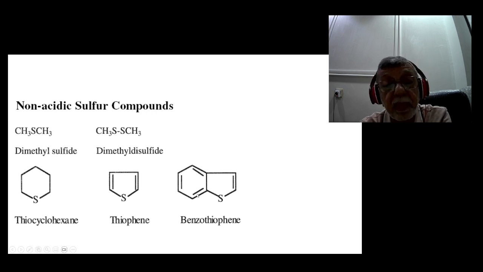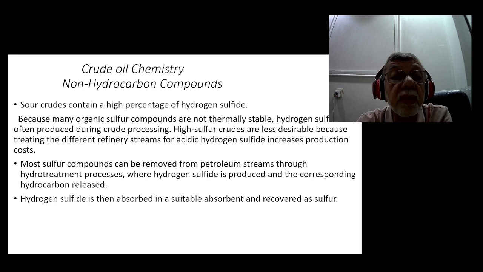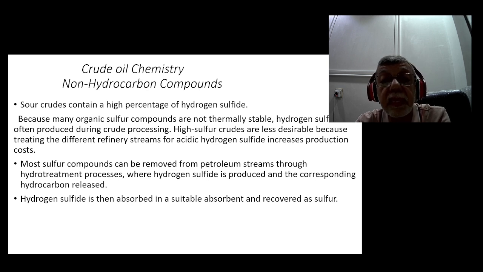This is non-acidic. So sour crude contains a high percentage of hydrogen sulfide because many organic sulfur compounds are not thermally stable. Hydrogen sulfide is often produced during crude processing. High sulfur crudes are less desirable because treating the different refinery streams for acidic hydrogen sulfide increases production cost, and all this sulfur must be removed because it is corrosive and toxic.